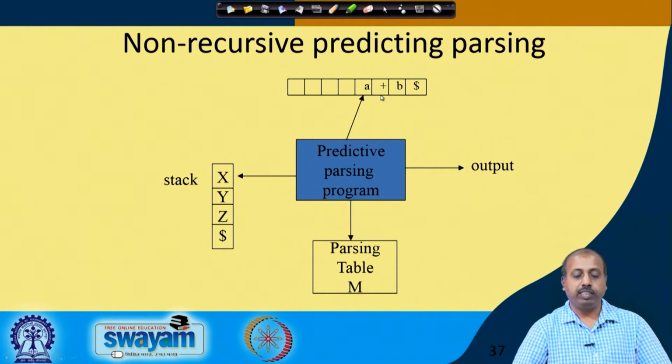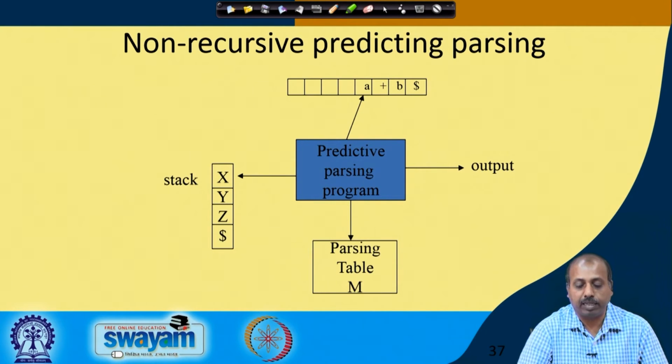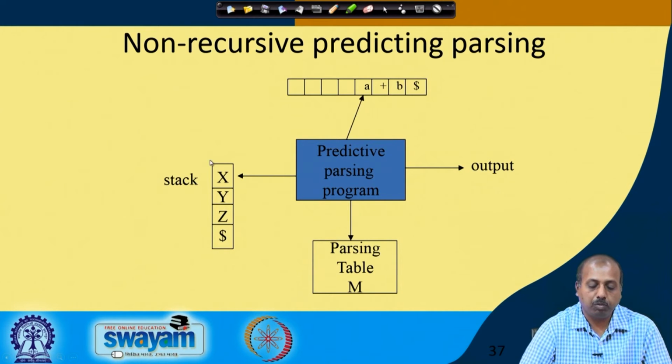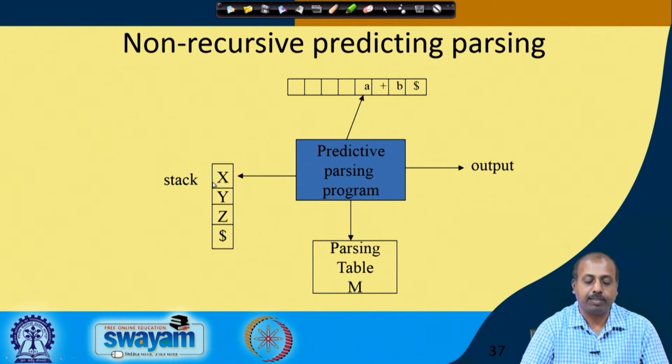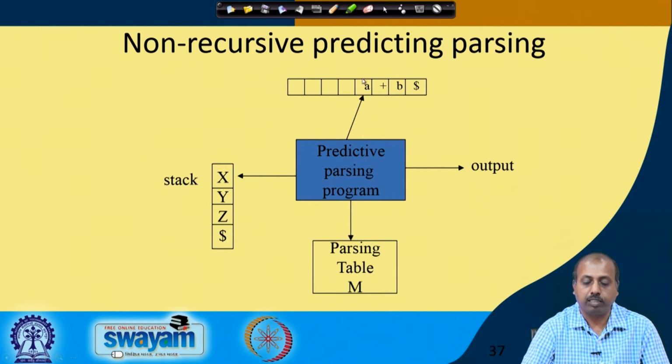So, how do we use this predictive parser? How actually does the parsing take place? It has got a few components in it. One is the stack, which is a stack of grammar symbols with a dollar at the bottom. Then we have the input, and then we have a parsing table M. All of them go to the predictive parsing program, and it produces output whether it is correct or not.